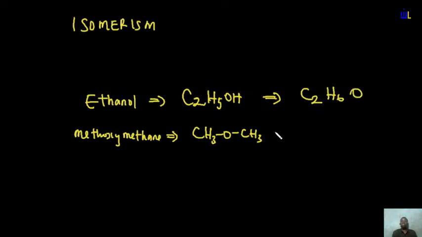In the case of methoxymethane, you also notice the same thing: 2 carbon atoms, 6 hydrogen atoms, and 1 oxygen. Notice, these are 2 different compounds. However, their molecular formulas are the same, C2H6O, C2H6O. Hence, it indicates that these 2 are isomers. And this is the form of isomerism we refer to as functional isomerism.